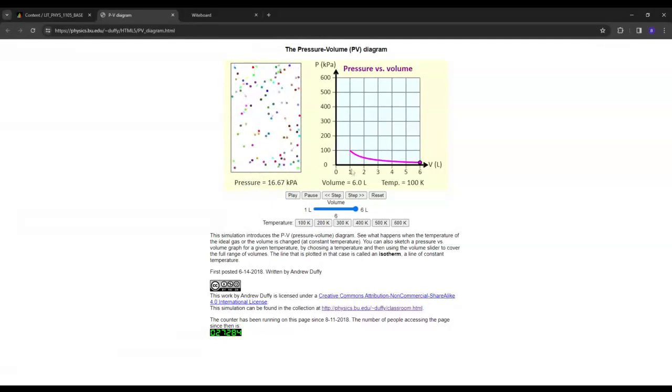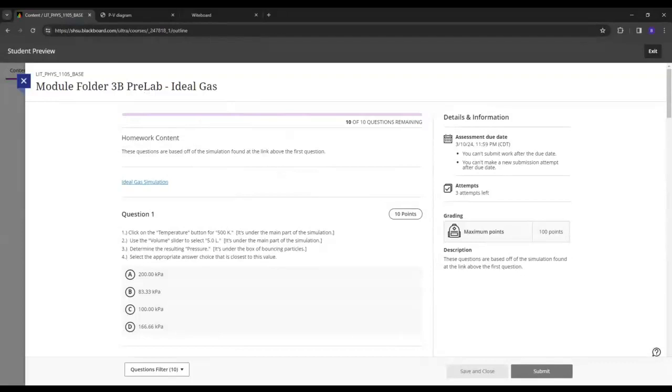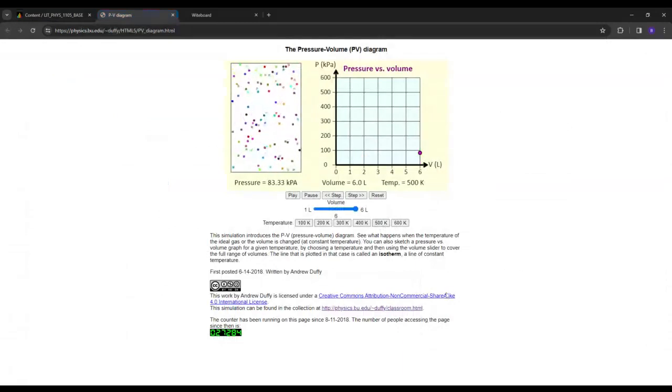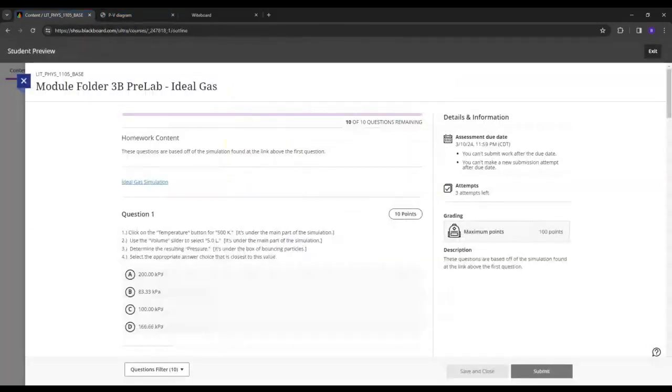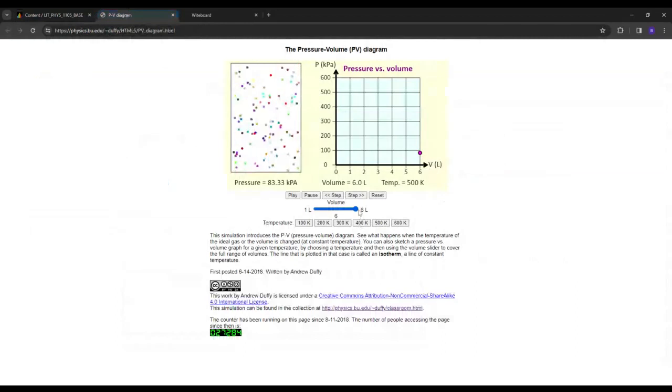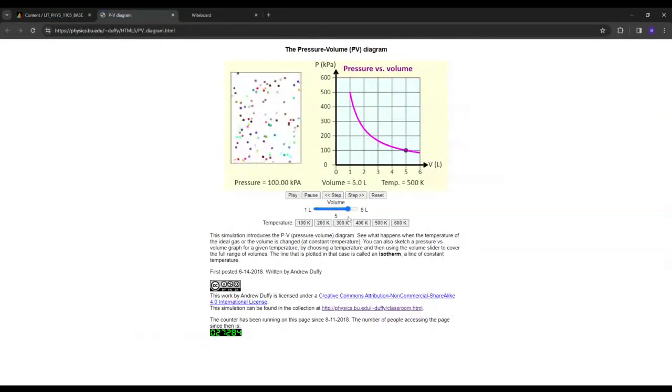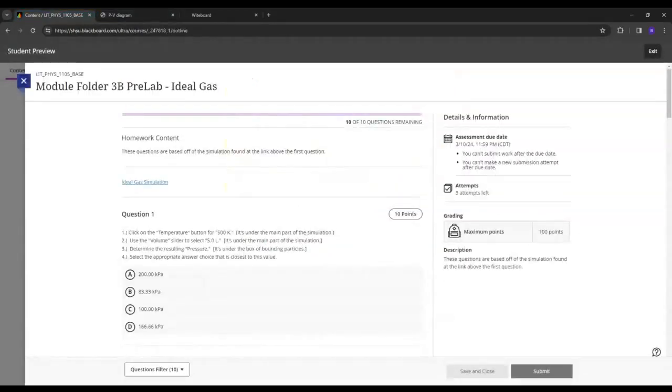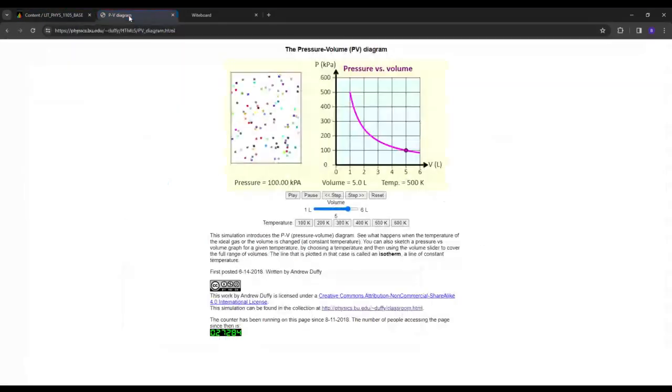Okay, so let's work through some of these questions and see what we can answer from that. So very first thing we want to do, we want to set the temperature at 500 Kelvin. Okay, so that's done. We want to set the volume at 5 liters. I like to see the full isotherm if I can, so usually I'll drag that back and forth before I set on the actual requested volume. Okay, then determine the resulting pressure and basically find the matching answer choice.